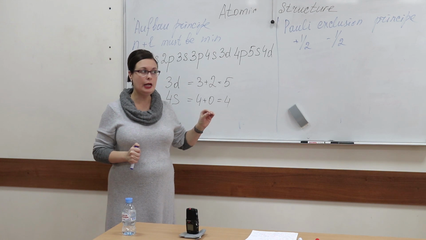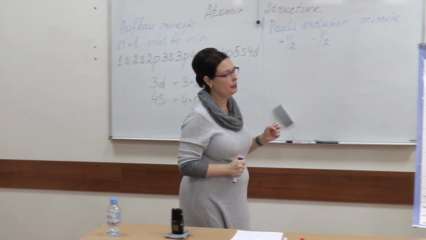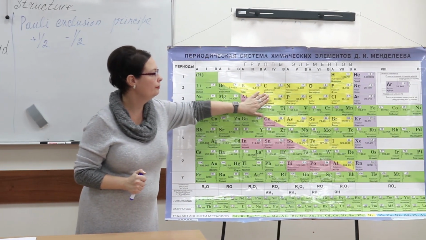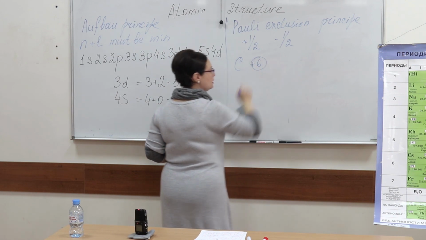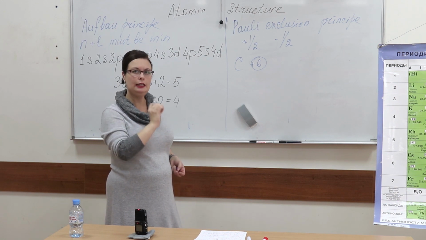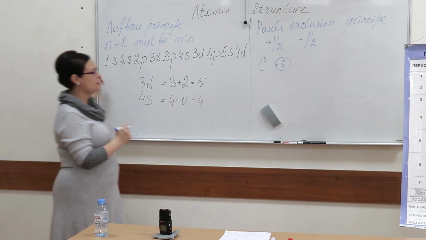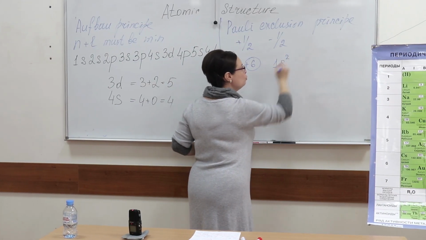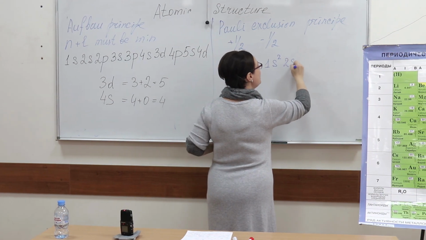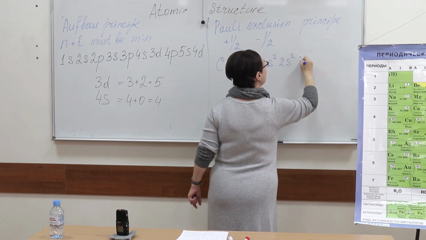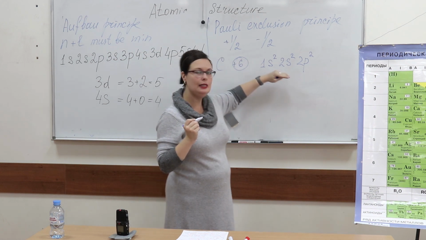Let's try to fill the electron shells, electron levels and sublevels according to these 2 principles. Let's consider the atom of carbon. Carbon has the charge of the nucleus equal to plus 6. It means that there are 6 electrons in its content. According to the Aufbau principle, we fill the levels from the first. 1s, 2. On the s sublevel, there can be only 2 electrons. 2s, again 2. And 2p, also 2. Because totally we need to have 6 electrons in the carbon atom.